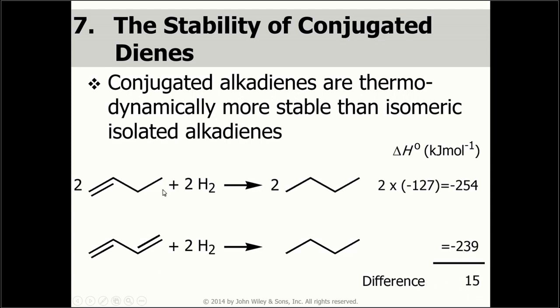What does that mean? That means that these two double bonds that were separated in separate molecules started out 15 kilojoules per mole higher in energy than this diene did. Started out higher in energy, meaning it's a higher energy structure. These double bonds are more energetic than these double bonds. The double bonds in the conjugated diene are more stable. That's the stability of conjugated dienes.